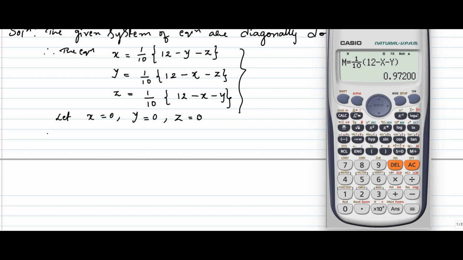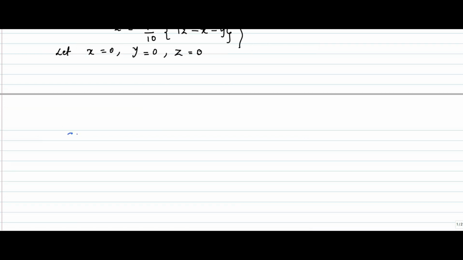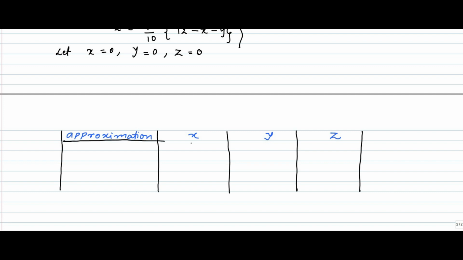Look here, how to note this down. I am going to use a table here called approximation of x, y, z, and here we have the first approximation. I got the first approximation, and I will note it down. The value of x is 1.2. The value of y is 1.08. The value of z is 0.972.